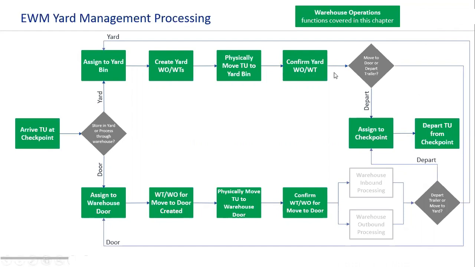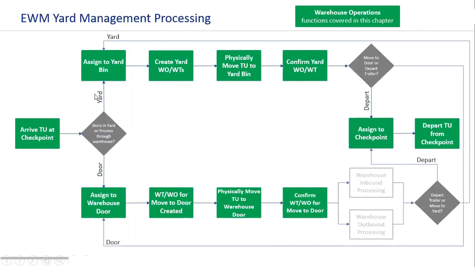And then the next bit would be move to the door or depart the trailer. So then you do a task on the RF, moving the TU from the yard to the door for unloading or loading. And then again, the opposite, move back when it's leaving, sign to the checkpoint, and then just click depart from checkpoint, and it's left the yard.